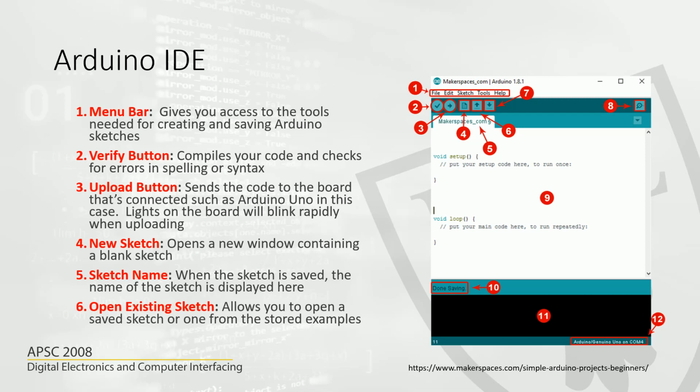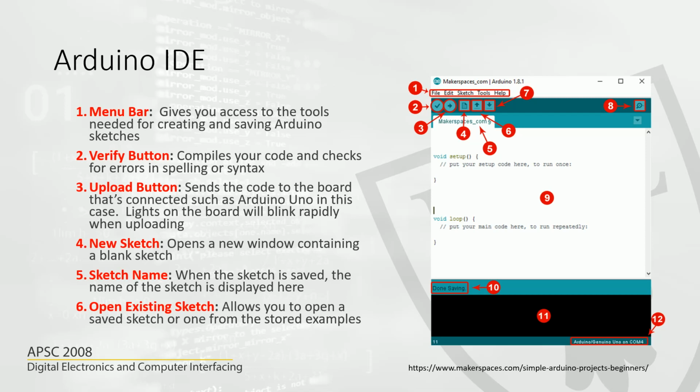So let's get started with the first item here, which is the menu bar. The menu bar gives you access to the tools that are needed for creating and saving Arduino programs. There are some buttons as well, which you can use to open or create a new sketch. Our programs are called sketches. So we can open a new sketch, and we can also save the sketch using buttons, but a more conventional way is to go to File, where you can open an existing one or create a new one, and you can save.